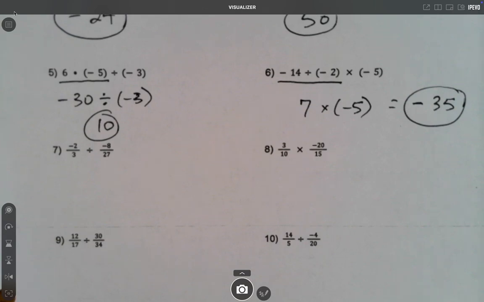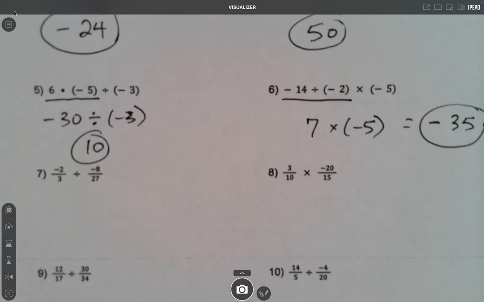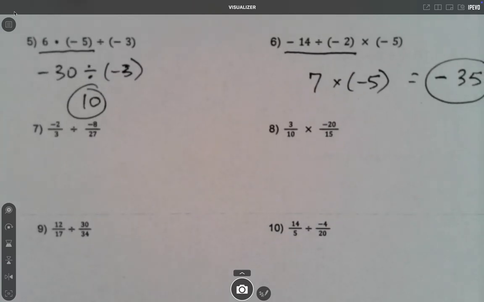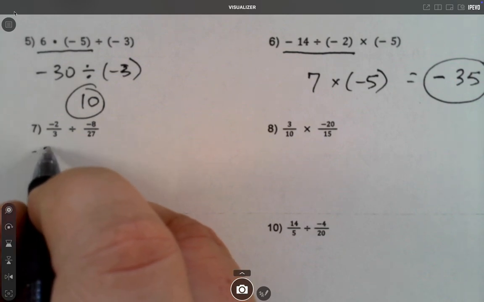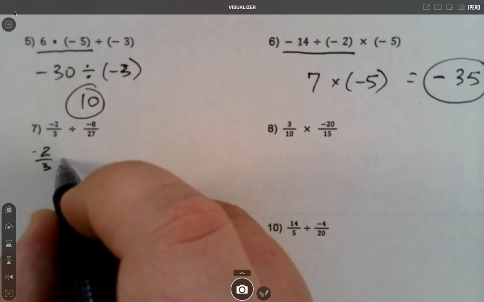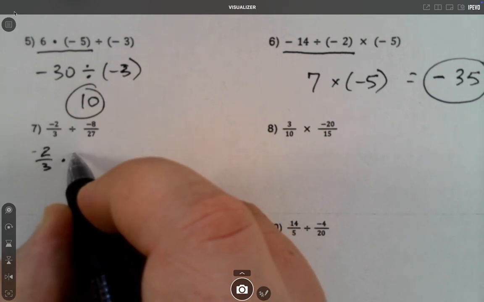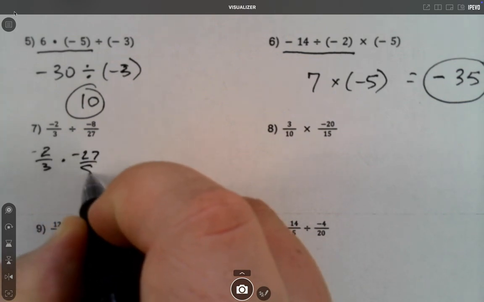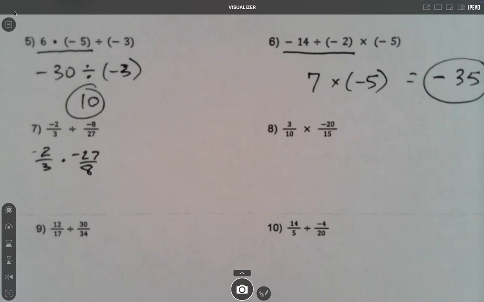Okay, number 7, this is a division symbol. Sorry if it's hard to tell based on my zoom. I'll try to come in a little bit. Okay, now when we're dividing a fraction, we have to flip, so to speak. We change this to a multiplication sign, and we flip the fraction upside down.